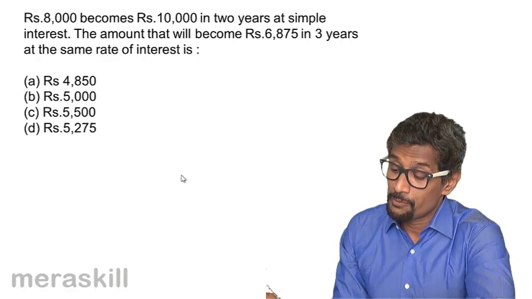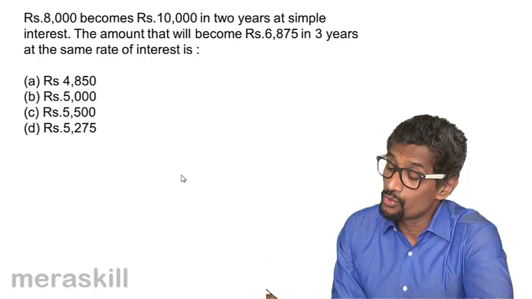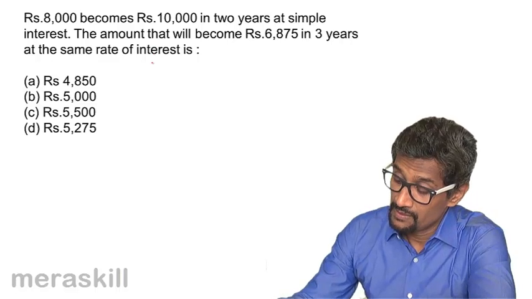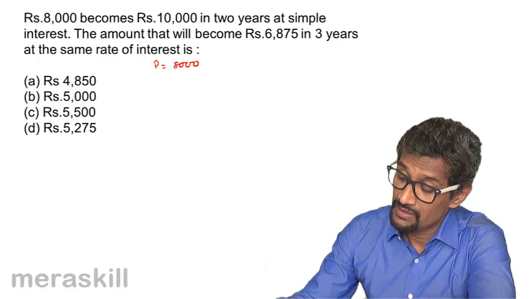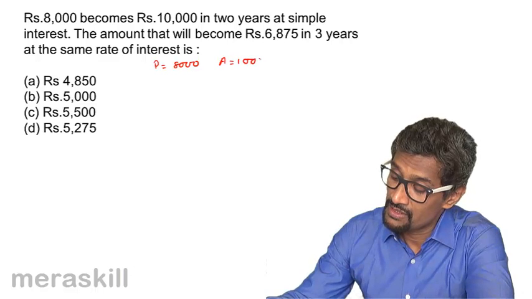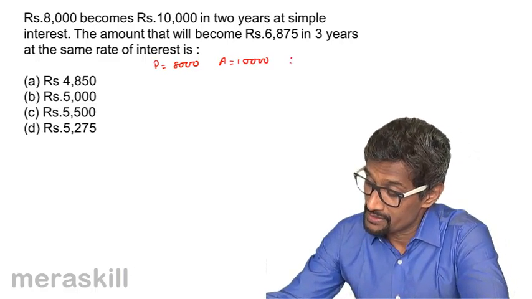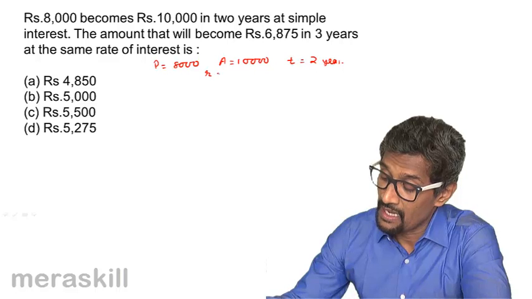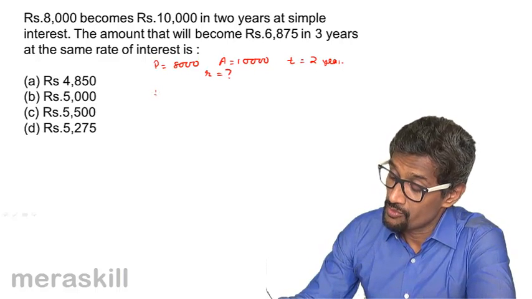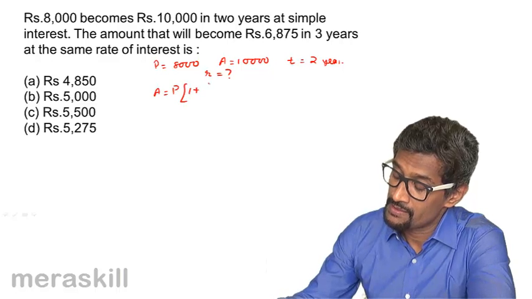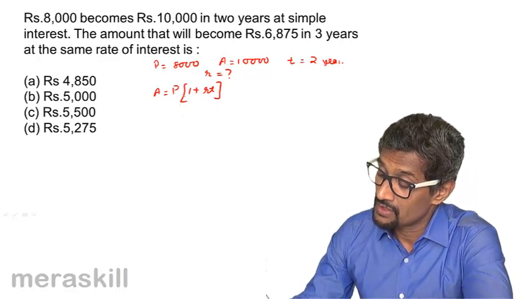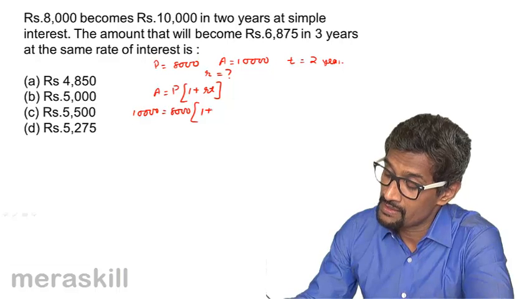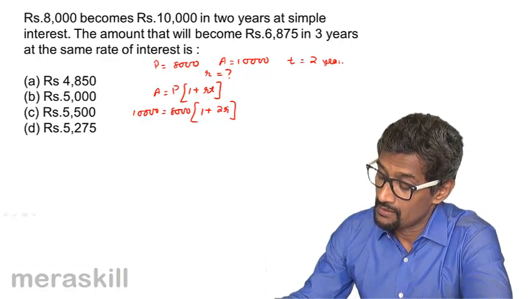Then, you have another example. Rupees 8,000 becomes rupees 10,000 in 2 years at simple interest. So, that means the principal is 8,000 and the amount is 10,000 and T is 2 years, and you need to find R, right? So it's going to be A is equal to P into 1 plus RT. So which will turn out to be 10,000 is equal to 8,000 into 1 plus 2R.